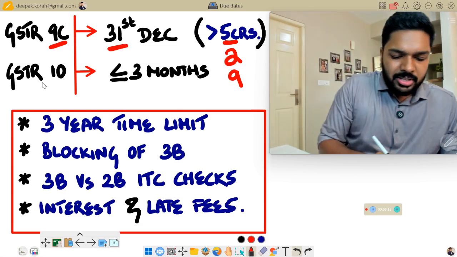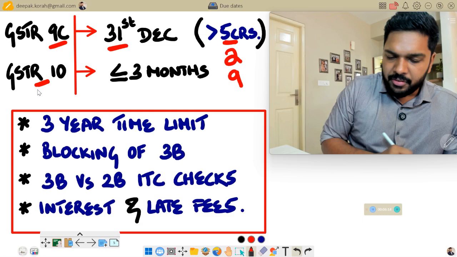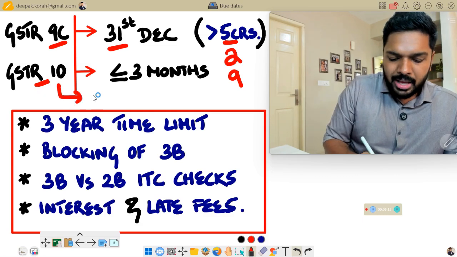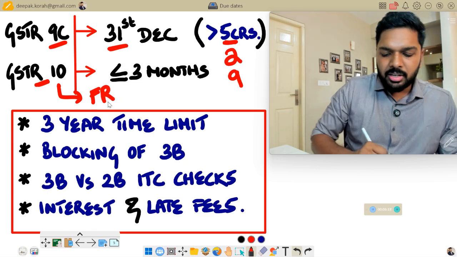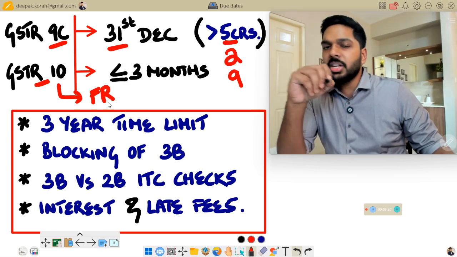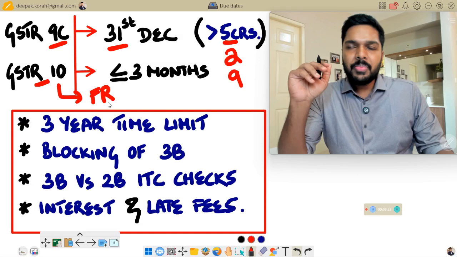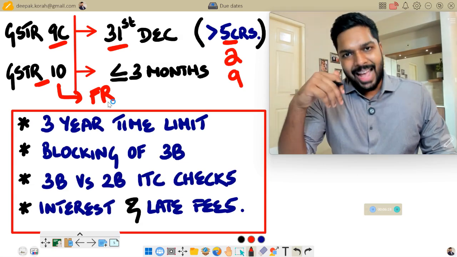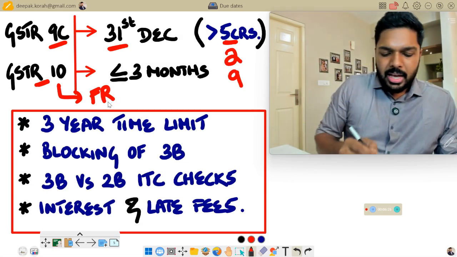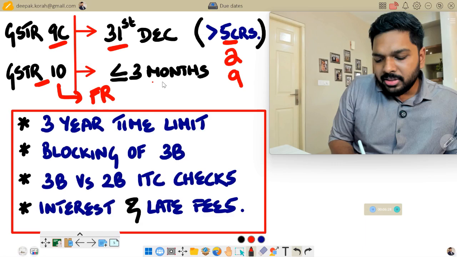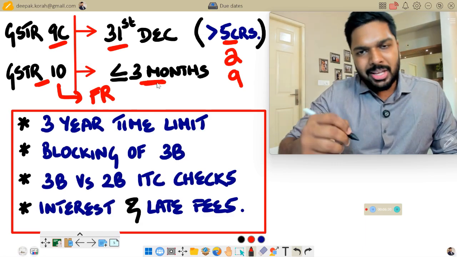And then you have a GSTR-10, which is the last of the relevant returns. It's called the final return. And as the name suggests, this return is to be filed by those whose GST registration got cancelled or their GST registration has been cancelled by the GST officer. A final return will have to be filed within 3 months of the date of cancellation or the cancellation order.